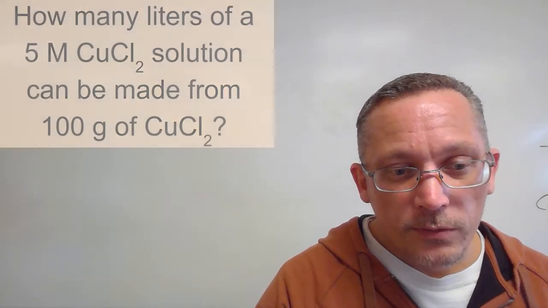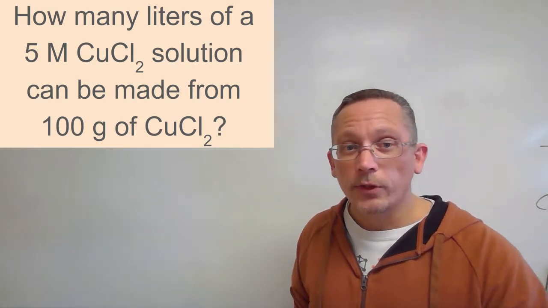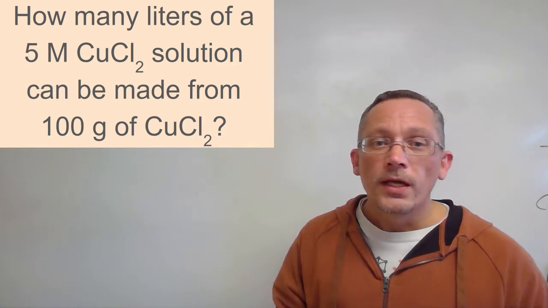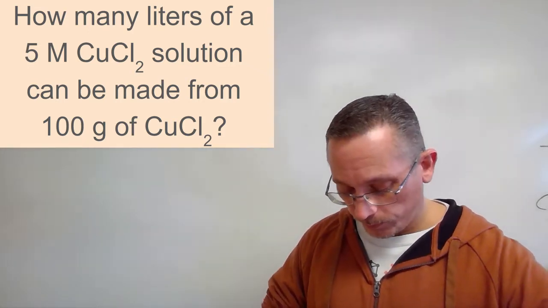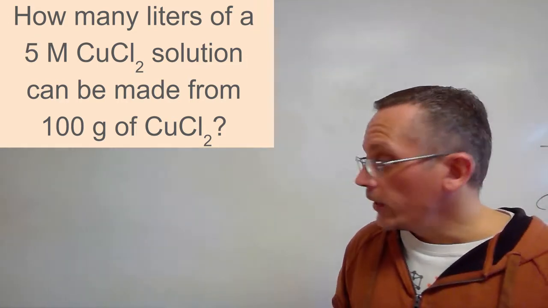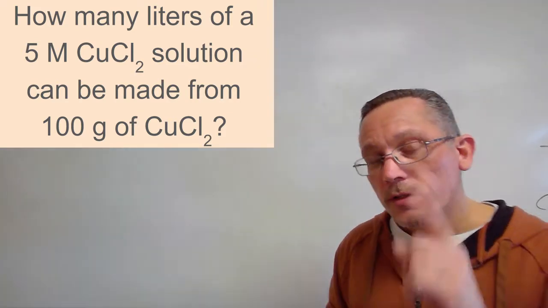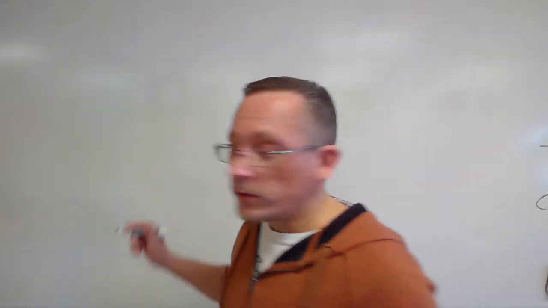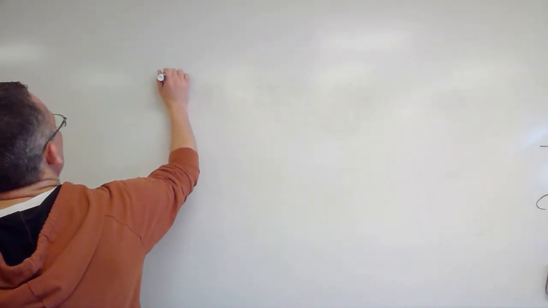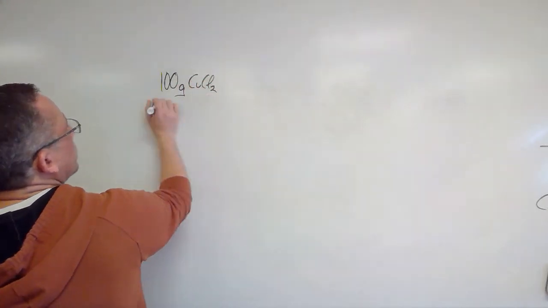Here is another type of problem you might end up seeing. This one says, how many liters of a 5 molar copper chloride solution, CuCl2, can be made from 100 grams of CuCl2? Okay, like we mentioned a minute ago, we're not going to start with the molarity. That's not a number that we start a calculation with. So we're going to start with the other number they give us there, and that was 100 grams. So let me start here. 100 grams, and that is CuCl2.